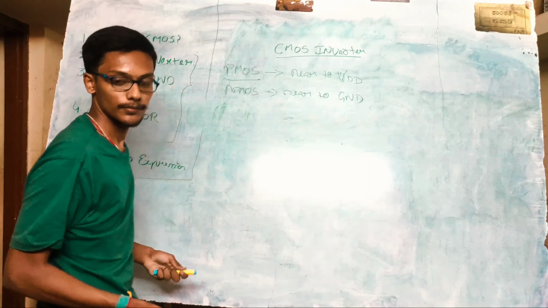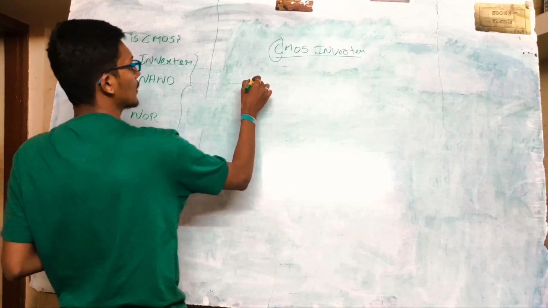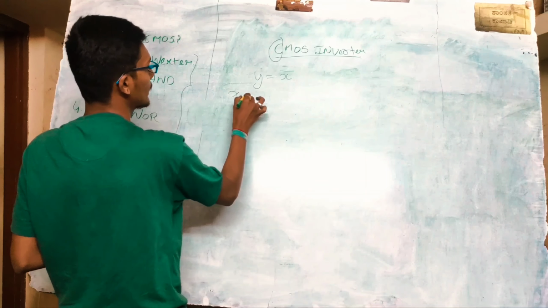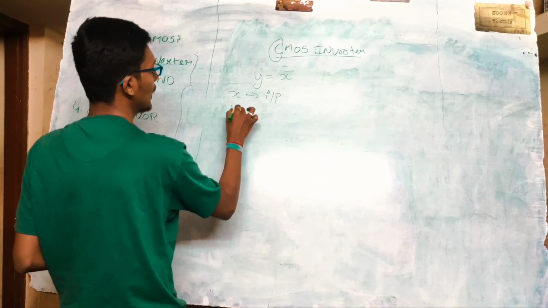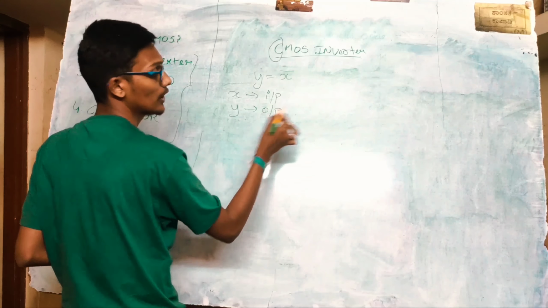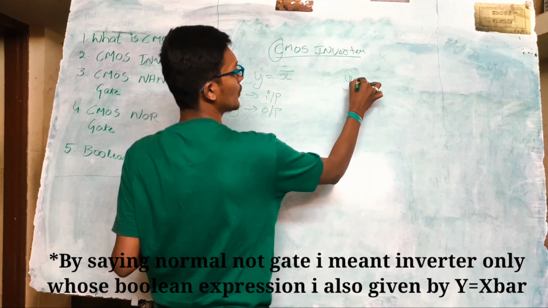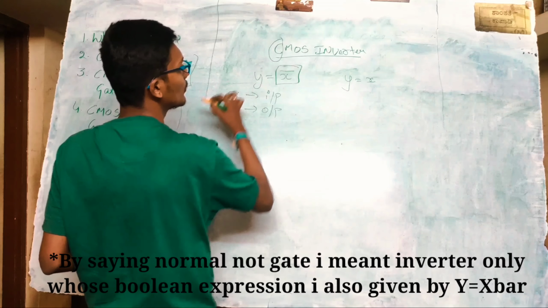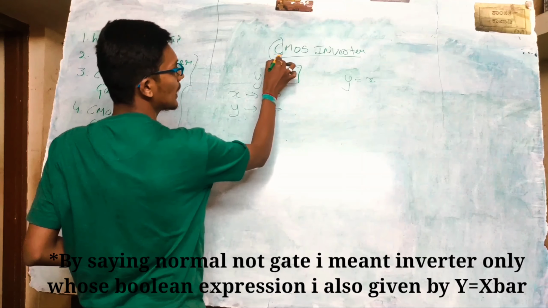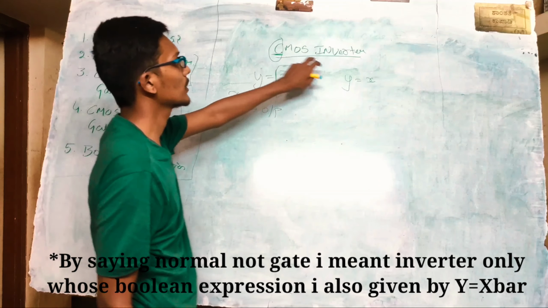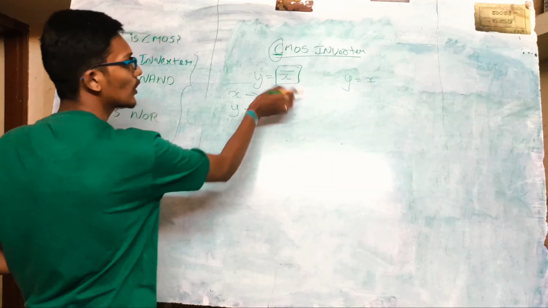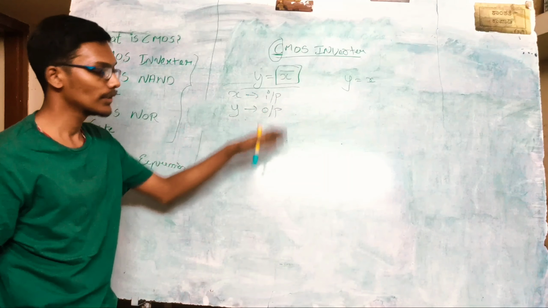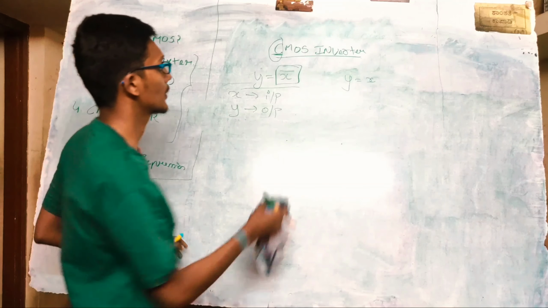These are interchanged. For the CMOS inverter, we have the Boolean expression Y is equal to X bar, where X is the input and Y is the output. In a normal NOT gate we would have the expression Y is equal to X, but here we will have X bar, because C stands for complementary. The CMOS inverter or CMOS transistor will always give a complementary output. According to this Boolean expression, we will implement the circuit.